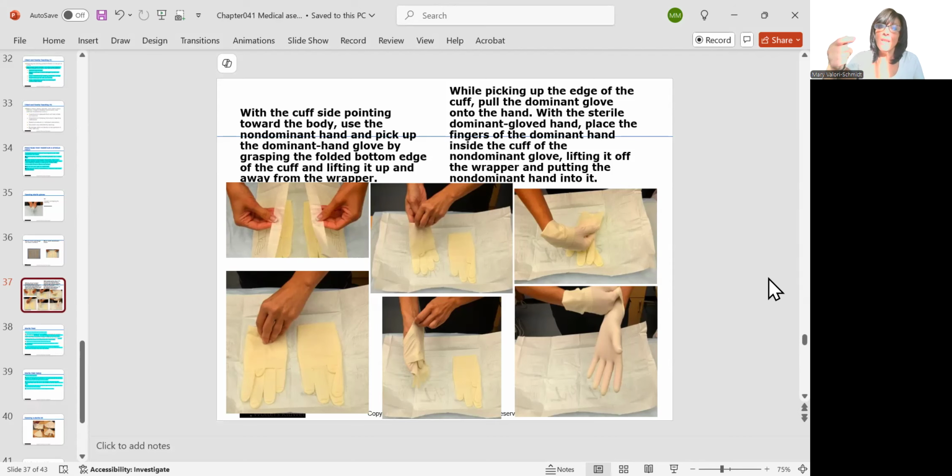Okay. And now my hand with the glove on it is sterile. So I use my dominant hand to pick up the non-dominant glove, but I have to grasp it inside the cuff because that's the sterile part. See that picture? Inside the cuff. Then I'm going to slide it on my other hand. Then I can make adjustments because now both of my hands have sterile gloves. So they're both sterile. They can touch each other at this point. So if it's not on right, I can fix it. Okay.